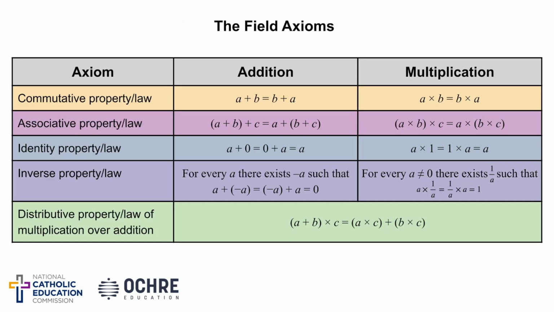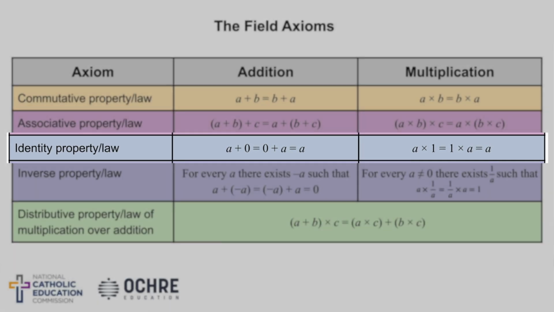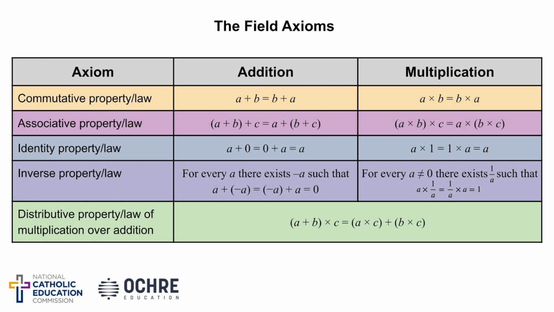Let's dive in. Let's start off with the identity laws: additive identity and multiplicative identity. The identity laws state that there exists a number that doesn't change a value for that operation. That is, the number is identical to how it started.